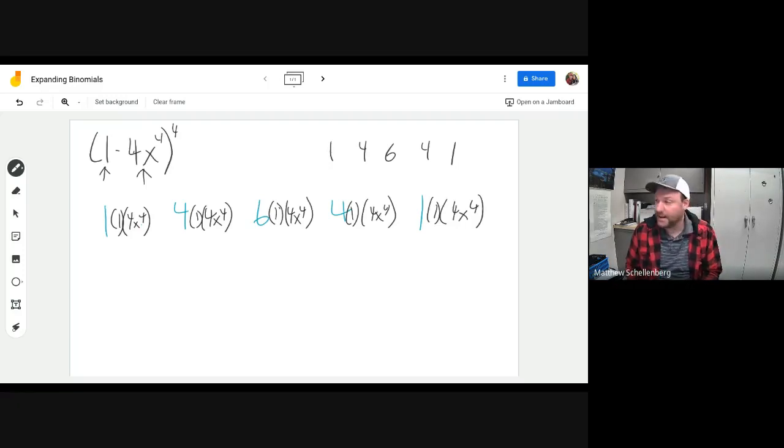And so we haven't done anything to the exponents. We haven't done anything to the signs. I just wrote my x and y, right? Kind of like assuming it's x plus y to some number. What's my x and what's my y? My x in this case is 1, and my y is negative 4x to the fourth power. So that's kind of how I'm viewing it.